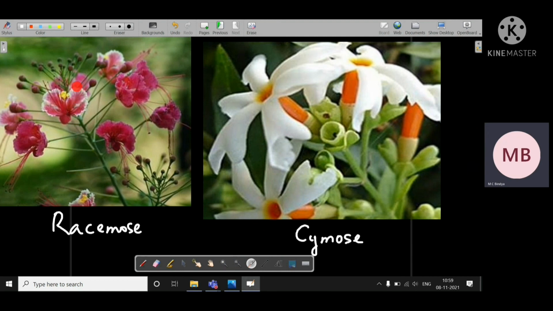As you can see in racemose inflorescence, the stalk continues to grow and there are young flowers at the tip and old flowers at the base, which is called acropetal succession. And then in cymose inflorescence in jasmine, we can see the tip flower is the oldest, and so the flowers are born in basipetal succession.